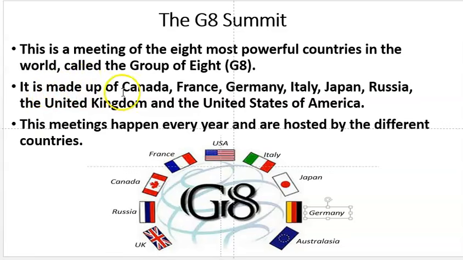It is made up of Canada, France, Germany, Italy, Japan, Russia, the United Kingdom, and the United States of America. So these are the countries that are part of the G8 Summit, where they hold a meeting. Underneath you will see these countries and their flags as well. This meeting happens every year, hosted in different countries.